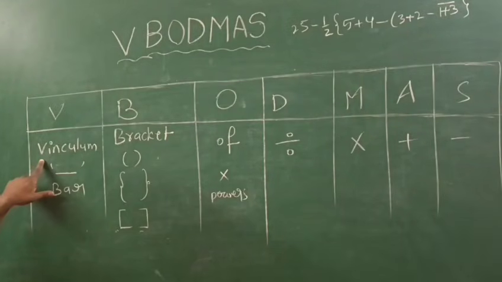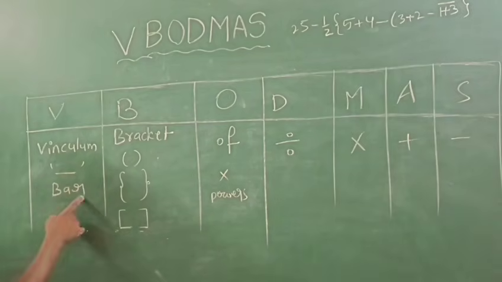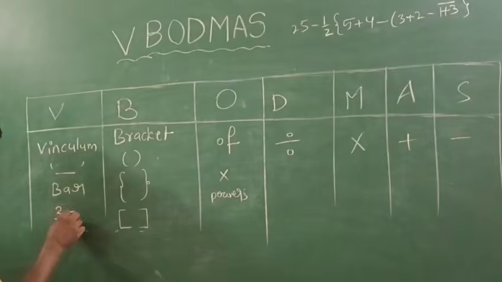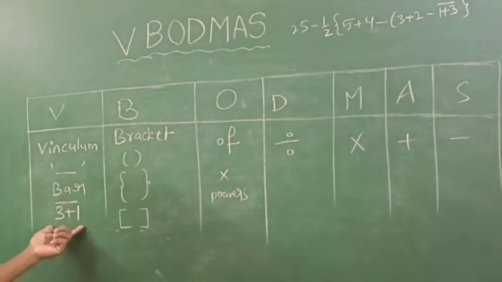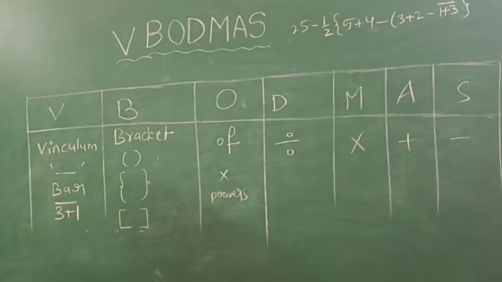Vinculum means in any simplification, this part we solve first. The first thing we take is the vinculum, which is nothing but a bar. Suppose 3 plus 1 with a bar over these numbers. This symbol is called a vinculum symbol.